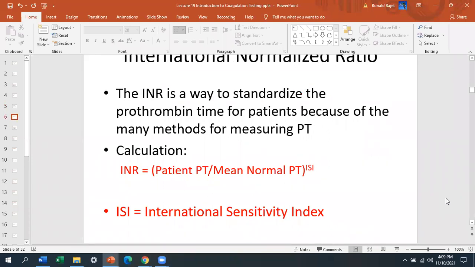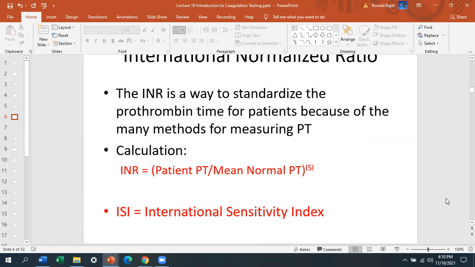INR is related to prothrombin time. INR is the international normalized ratio, and it's a way to standardize prothrombin time for patients because there are many patients going from lab to lab to lab and region to region, and there are different ways and methods by which the prothrombin time is measured.